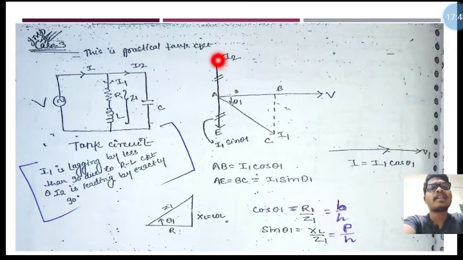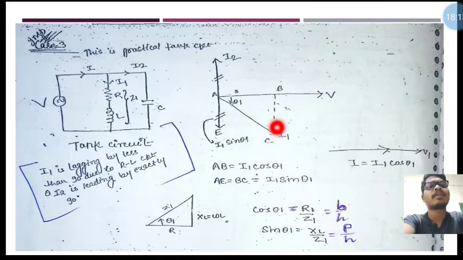This I2 current will be exactly 90 degrees leading here, but the inductive current will be lagging by theta 1 degrees, that is not exactly 90 degrees, less than 90 degrees. If we consider this direction AE, then it is I1 sin theta 1, and if we consider this direction AB, then it is I1 cos theta 1. So if we take AB, then it is I1 cos theta 1, or if we take AE or BC, then it is I1 sin theta 1.